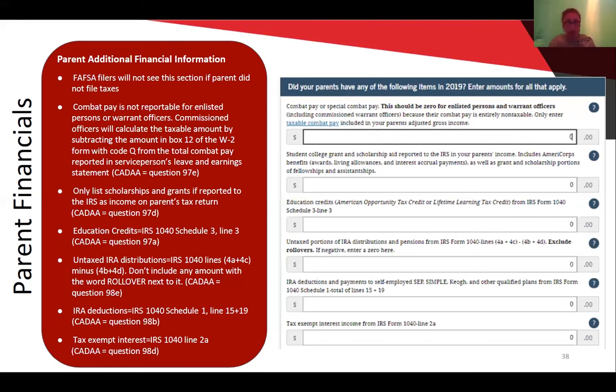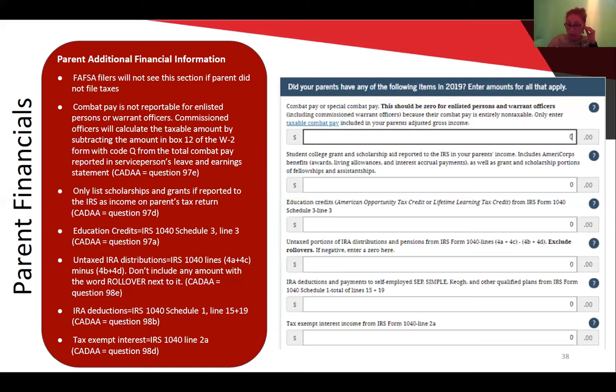Okay, so let's look at the questions in a bit more detail. One of the questions is related to combat pay. Combat pay is defined as pay received if your parent was serving in the military and was working or serving in regions designated as hazard zones or combat zones. The type of combat pay that is referenced here is only taxable combat pay that's included in your parents' 2019 adjusted gross income. Untaxed combat pay should be excluded here.